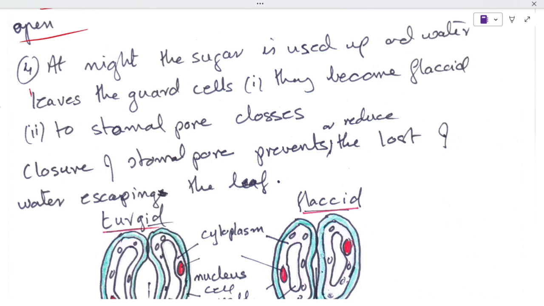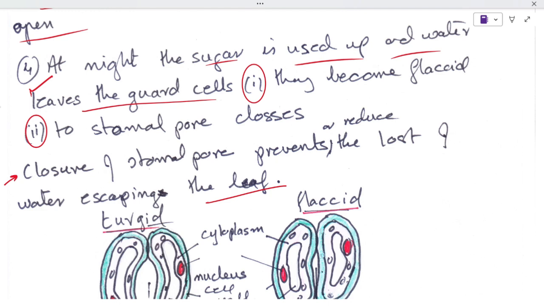At night, the sugar is used up and water leaves the guard cells. The stomatal pore closes. Closure of stomatal pore prevents or reduces the loss of water escaping the leaf.